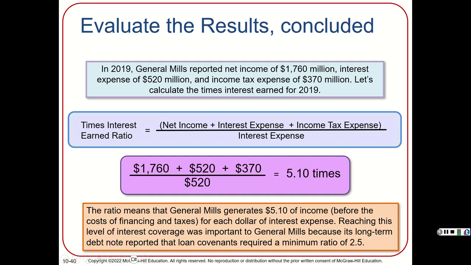The ratio means that this company generated $5.10 of income before costs of financing and taxes for each dollar of interest expense. Reaching this level of interest coverage was important to General Mills because its long-term debt note reported that the loan covenants required a minimum ratio of 2.5. In other words, $2.50 or 2.25 times.